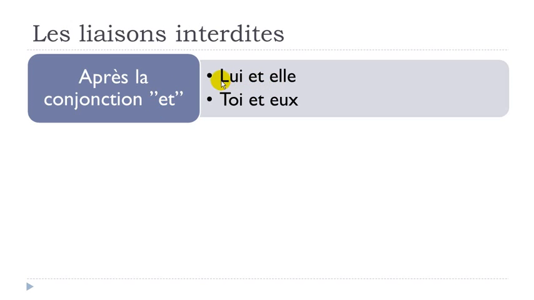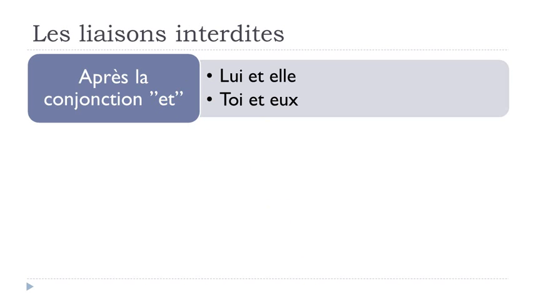If you want to read it correctly here, it will go like lui et elle. Don't think about putting something between the two. Don't think about producing something like lui et elle. No, nothing here. Lui et elle. It will be exactly the same thing in this example here. Toi et eux. So no liaison, even if it's a bit tempting, because it would be possible. But no. So when you get this et, remember, no liaison after.